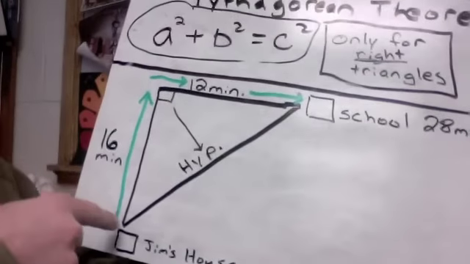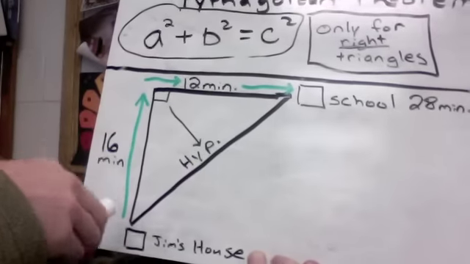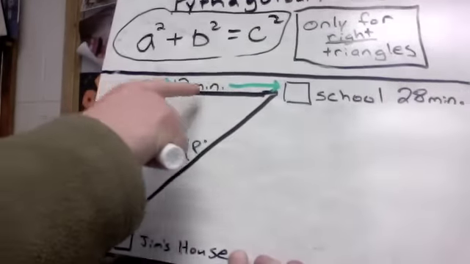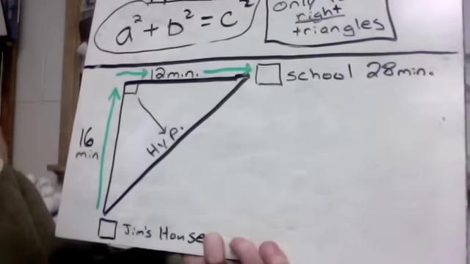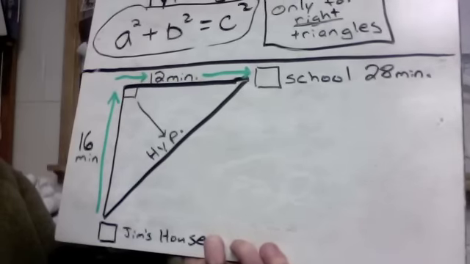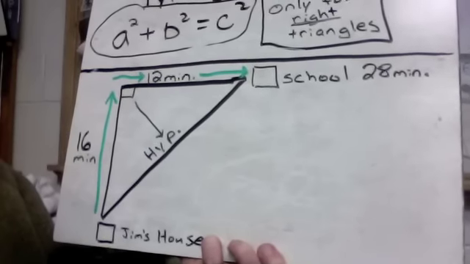His normal route is up this street, which takes 16 minutes. And then he has to go over on this street, which is 12 minutes, for a 28-minute trip altogether to school. That takes a long time to walk. Think about having to walk 28 minutes if it's freezing cold outside.